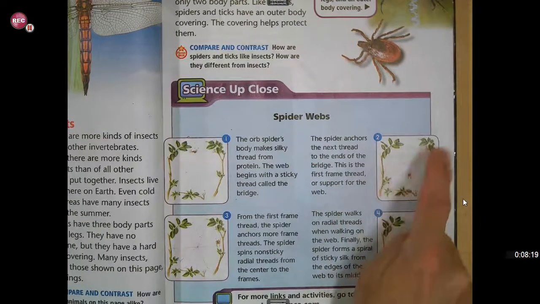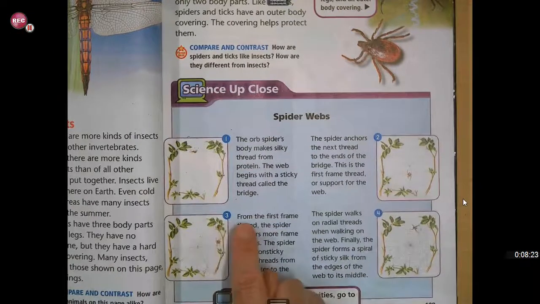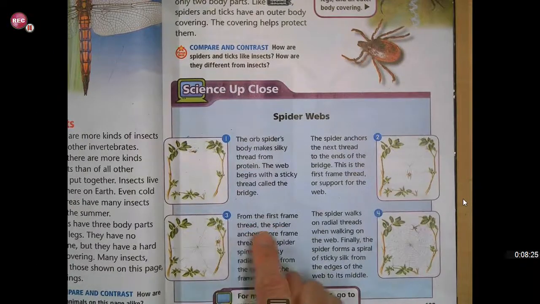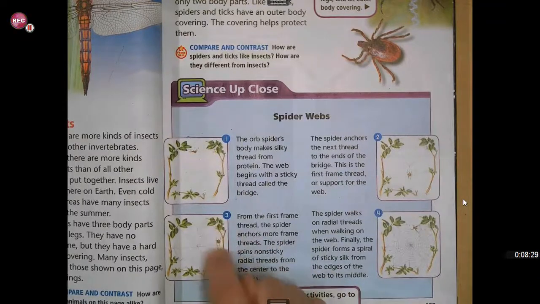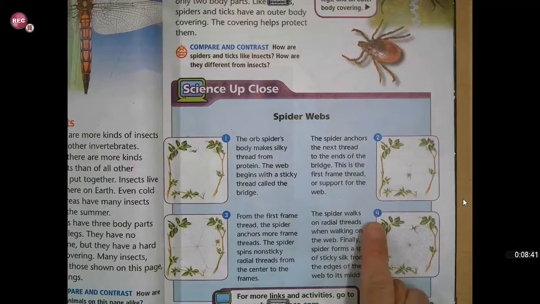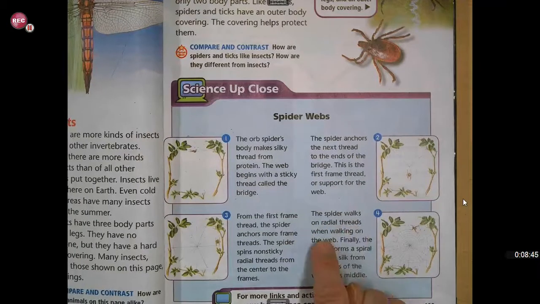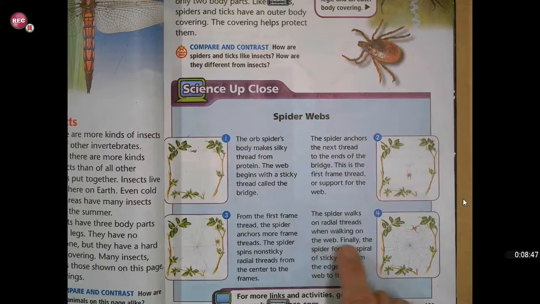And you can see it's kind of making like a triangle looking shape. Then down here, from the first frame thread, the spider anchors more frame threads. So you can see there's more triangle looking shapes. The spider spins non-sticky radial threads from the center to the frames. So right here, these aren't sticky. But then number 4 says the spider walks on the radial threads when walking on the web.